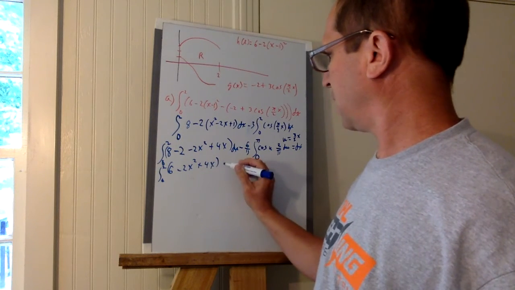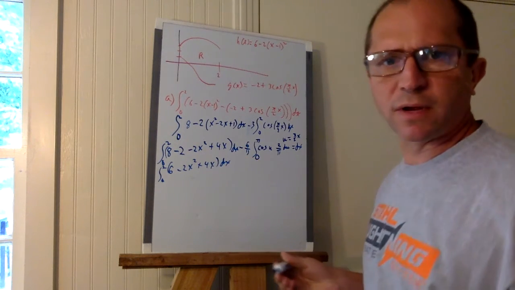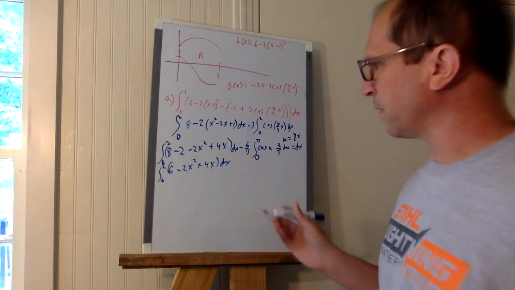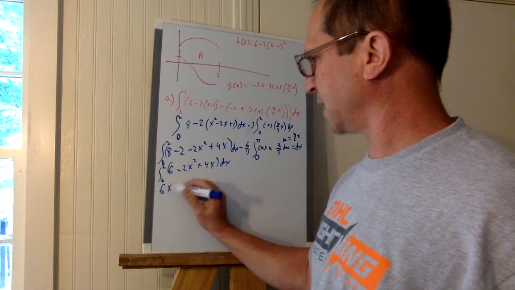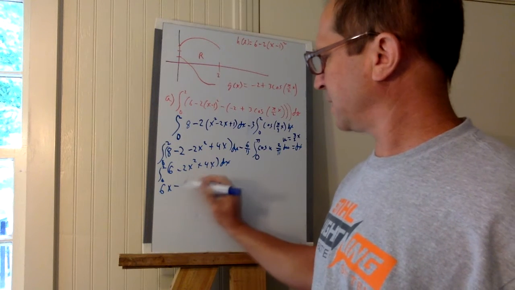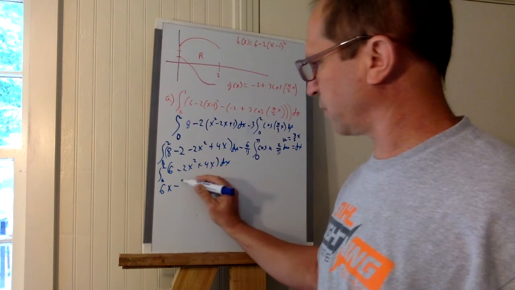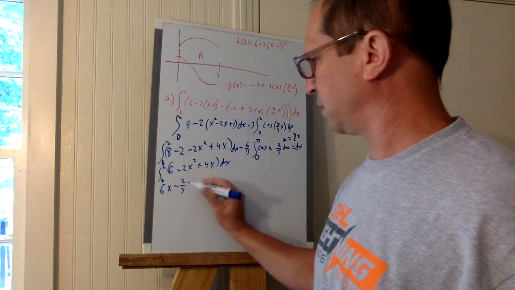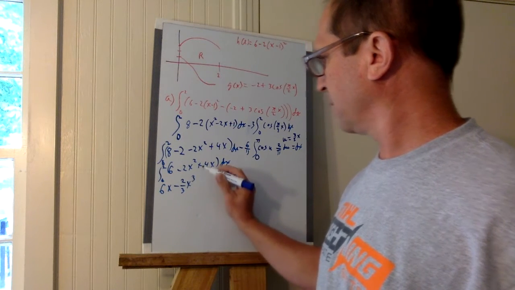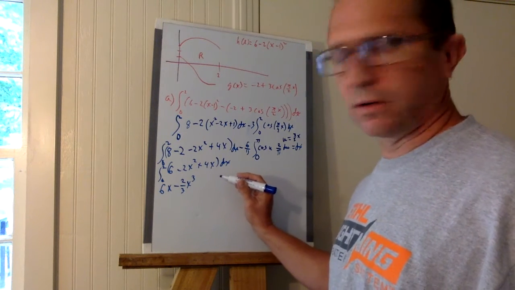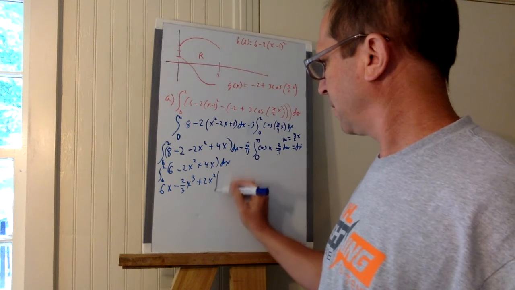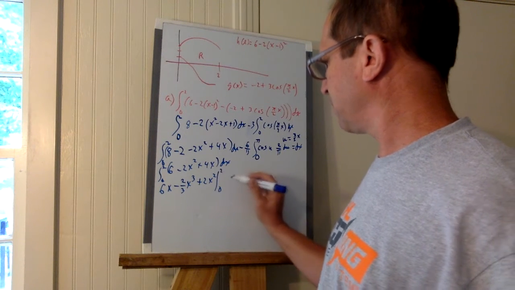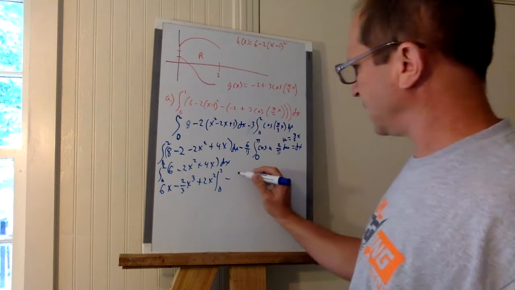Let's go ahead and finish integrating this portion out. So this becomes 6x minus 2x cubed over 3. That doesn't reduce, so it's just 2/3 x cubed. And this becomes 4x squared over 2, which is just 2x squared. And we're going from 0 to 2. All right, then it's minus 6 over pi.